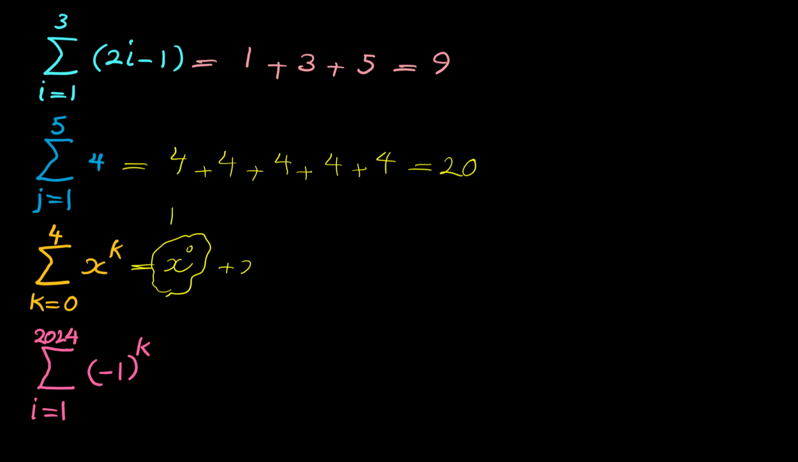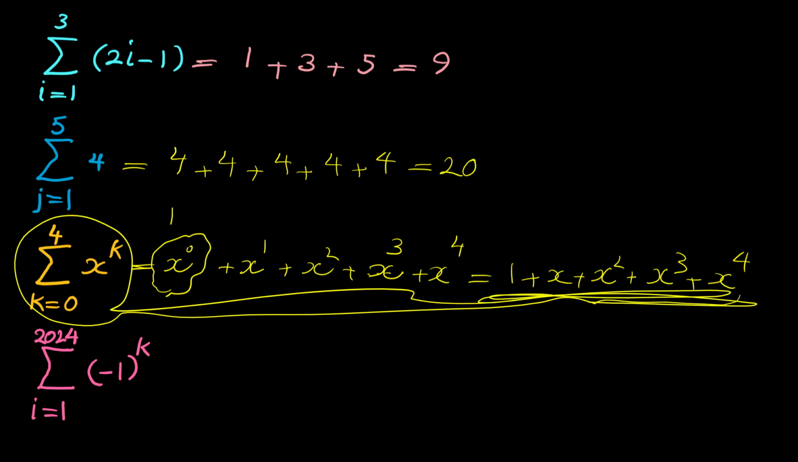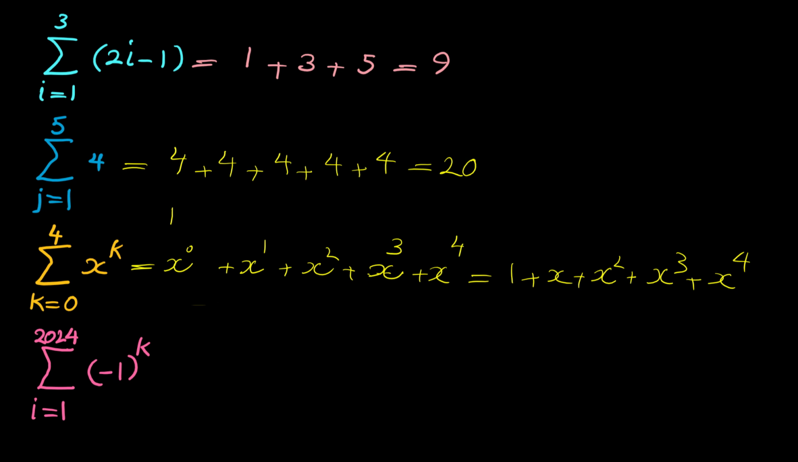What is the next term? x to the 1. What is the next term? x to the 2. And we have to continue up to the x to the 4. So the only term that I have to write here is x to the 3. So this sigma basically shows 1 plus x plus x to the 2 plus x to the 3 plus x to the 4. And basically this sigma shows the sum of the terms of a geometric series. But this is not the topic of this video. Here in this video we want to learn about the sigma notation.